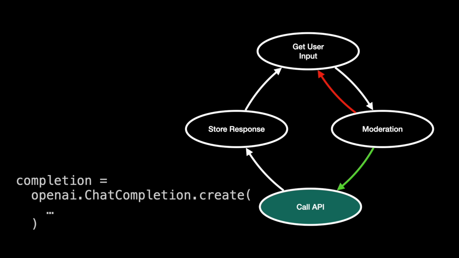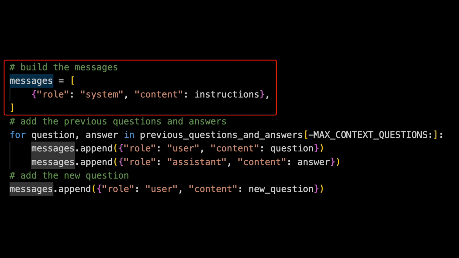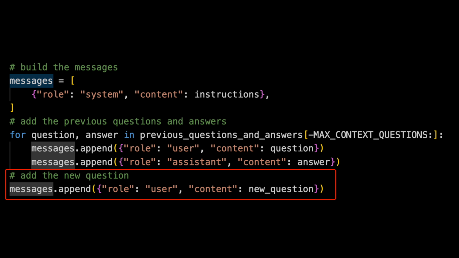If our question passes the moderation check, we send it off to the API to get a response. This is really easy. We set up the message history starting with the system message containing our prompt, and then following that with the previous questions from the user and responses from the assistant. Finally, we stick our new question at the end.